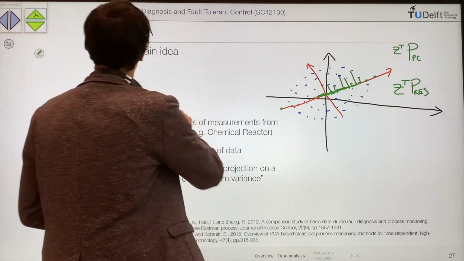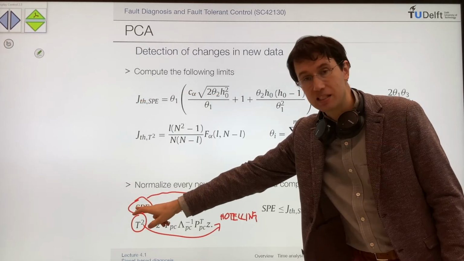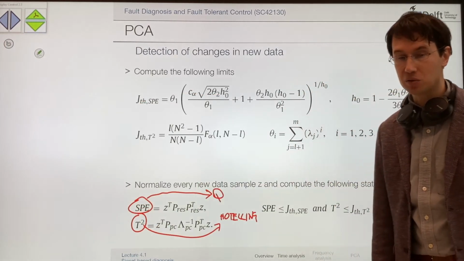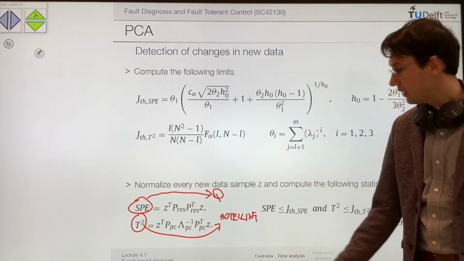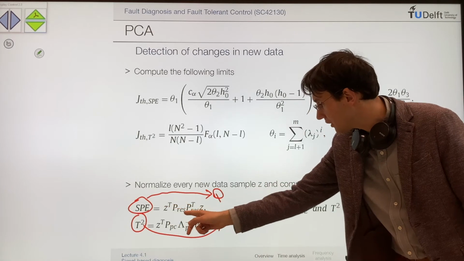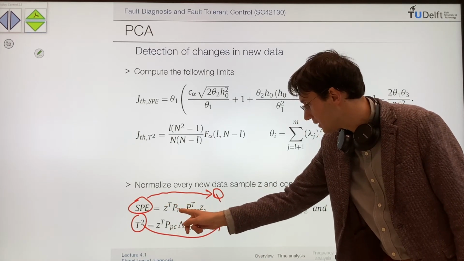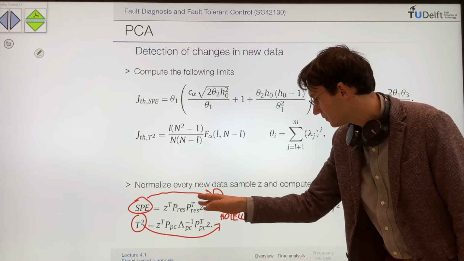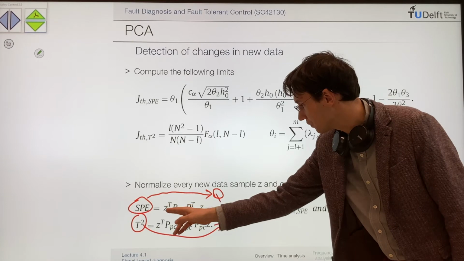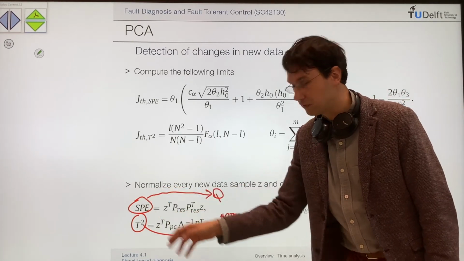And the idea of the SPE statistic here is indeed to look at the energy of this residual. The energy, because you take this product here, you have Z transpose that multiplies this matrix, and then you have this matrix transpose that multiplies Z, but this is the transpose of the first one. So basically you are computing the square, so the energy, of this signal.